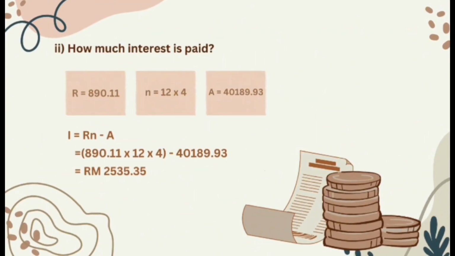Moving on to question C2, how much interest is paid? We are going to use the formula I equals Rn minus A to solve this question as we are searching for interest in present value. Let's substitute the information that we have acquired from the questions given. 890.11 multiplied by 12 multiplied by 4 minus 40,189.93. Therefore, 2,535 ringgit 35 cent is the total for interest paid.